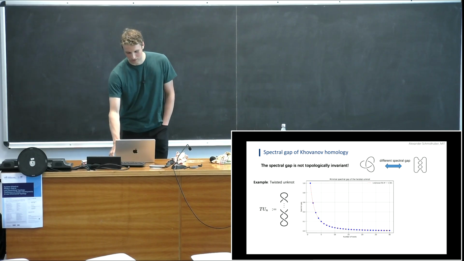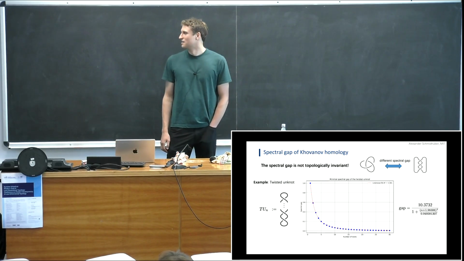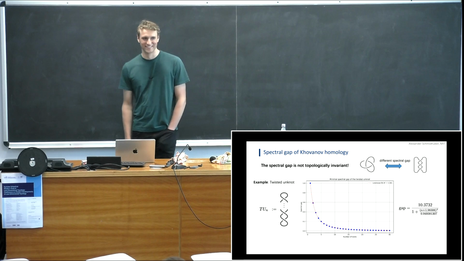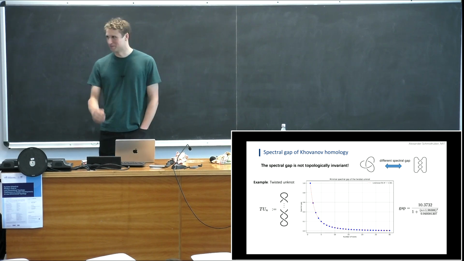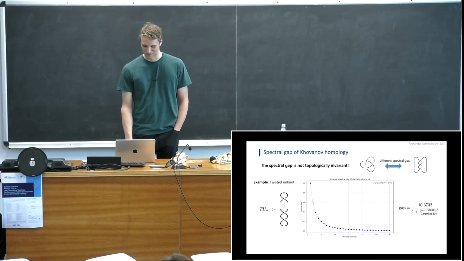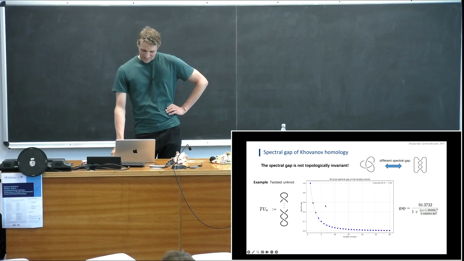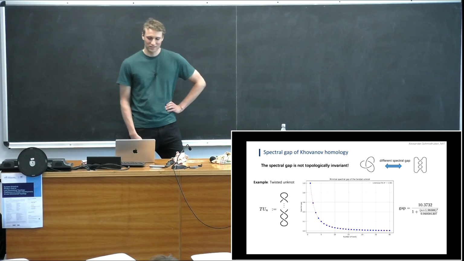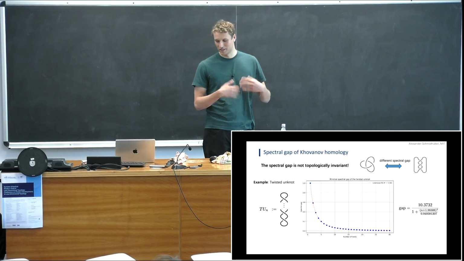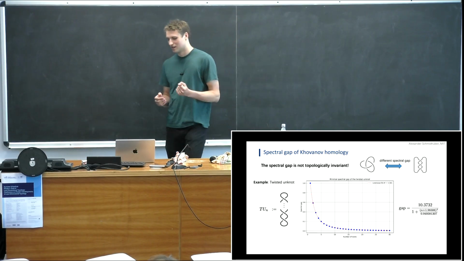And what is this function? Well, it happens to be this. I'm hoping that maybe some of you could help us with figuring out where this comes from. So that's a big issue. We cannot characterize the spectral gap independent of the representation.